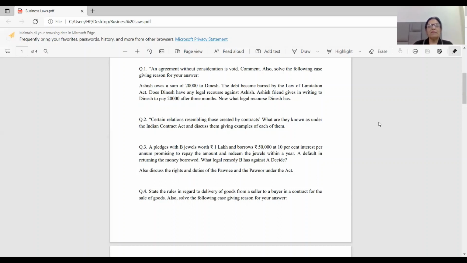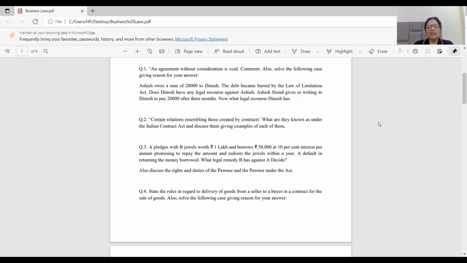If you do not make the payment, then I will sell this movable asset. If despite getting the notice, pledger doesn't make the payment, doesn't pay any heed to this, then pledgee will have the right. He can dispose of that movable property in the market and can realize his amount of debt. So this is a remedy, friends, which is available to the pawnee, to the pledgee. What are the rights and duties of the pawnee and the pawnor? Pawnee means the pledgee and pawnor means the pledger.